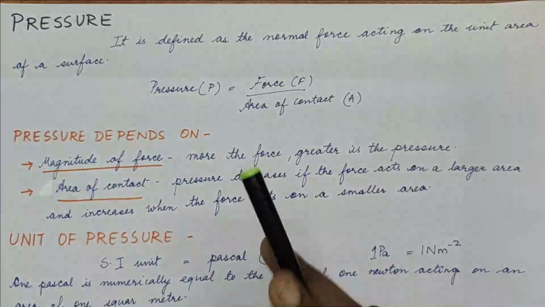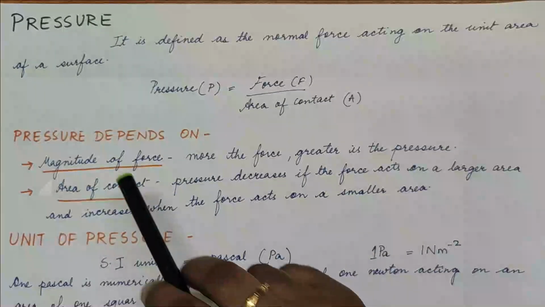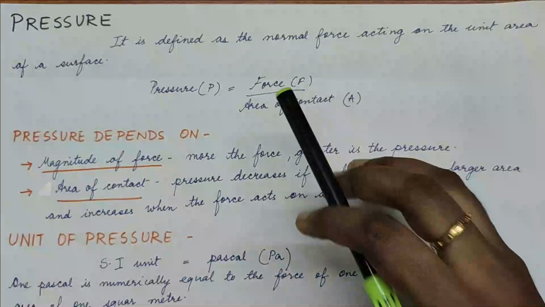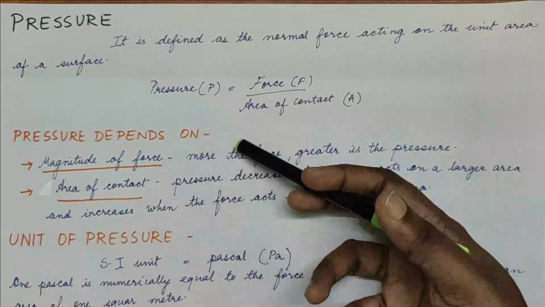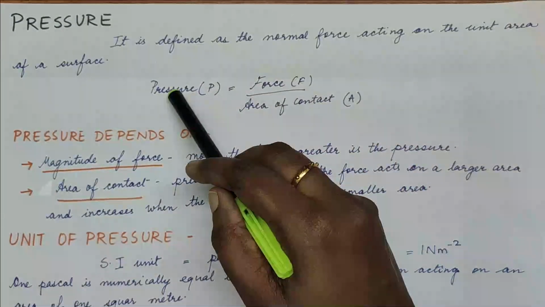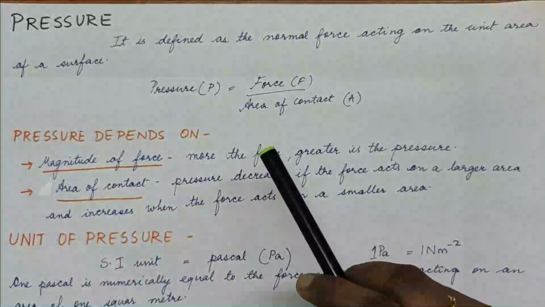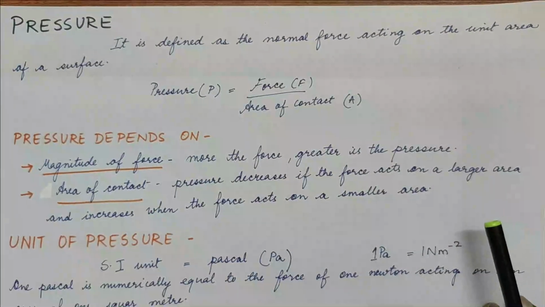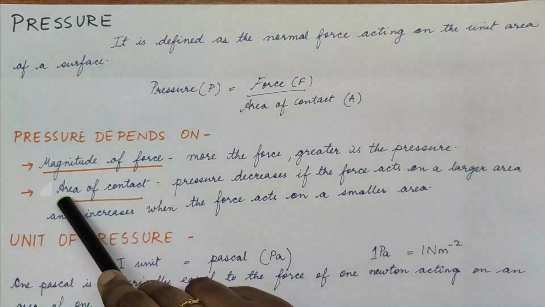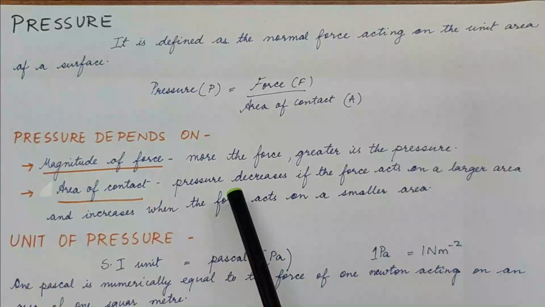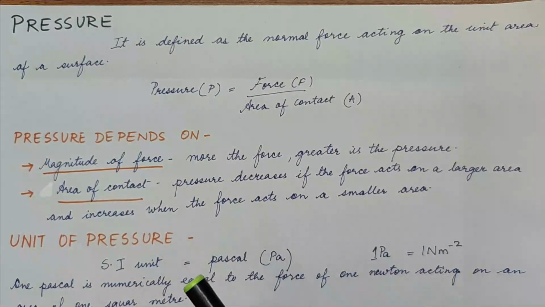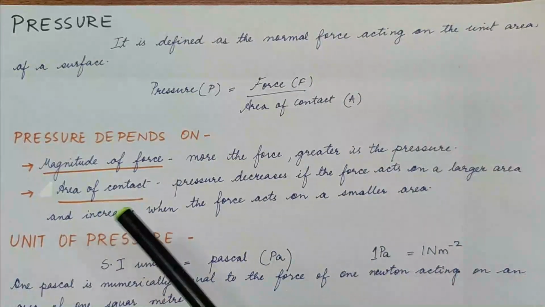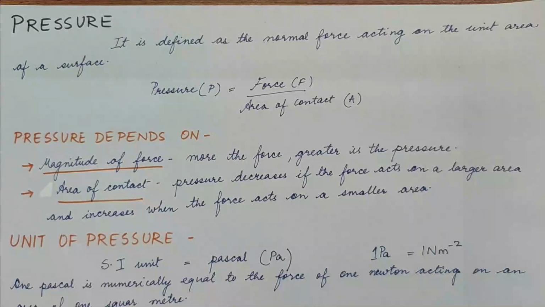Now pressure depends upon two factors. One is the magnitude of force, meaning how much force we are putting on something. The more the force, the greater will be the pressure, because they are directly proportional. Please note, more force means more pressure. Similarly, when I say area of contact, pressure decreases if the force acts on a larger area, and it increases when the force acts on a smaller area.